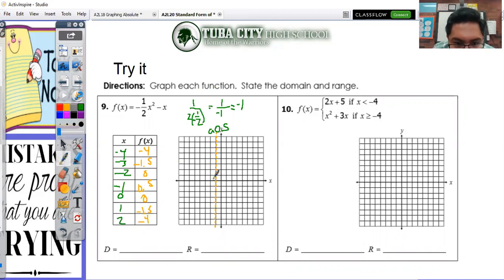So -4, -4. -3 and -1.5. -2, 0. -1, up 0.5. And we also have a vertical compression going on here. So remember, vertical compression is like you're squishing it like it's in a press machine.